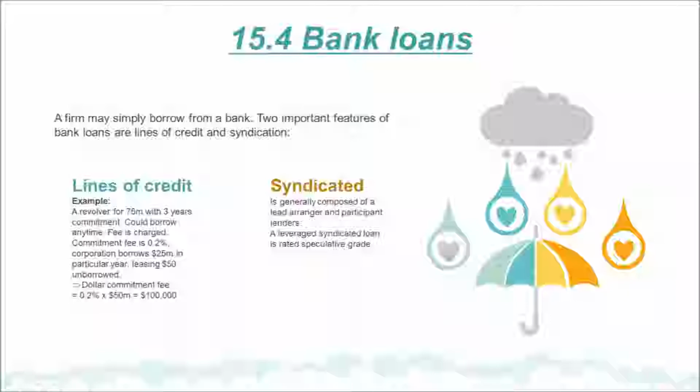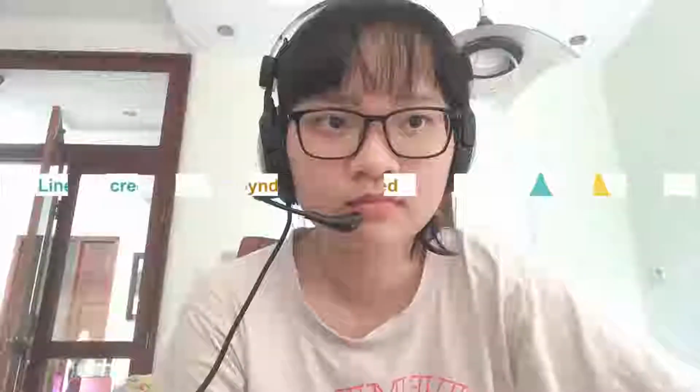And the next one is syndicated loans. So a syndicate is generally composed of an arranger and participant lenders. As the name suggests, the loan arranger takes the relationship with the borrower and negotiates the specifics of the loan. A syndicated loan may be publicly traded, it may be a line of credit, it may be undrawn, or it may be drawn and used by a firm. Syndicated loans are always rated investment grade. However, a leveraged syndicated loan is rated speculative grade.